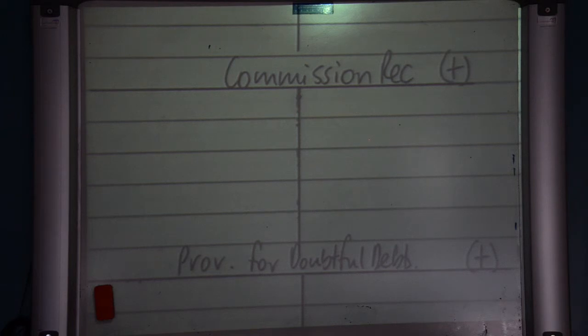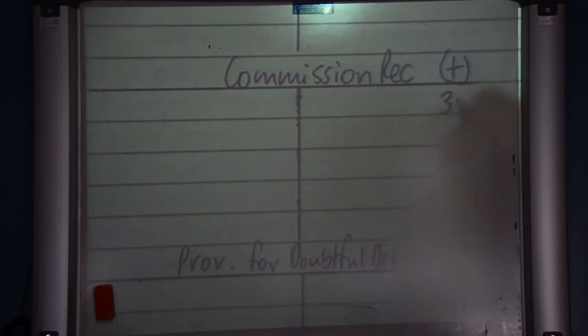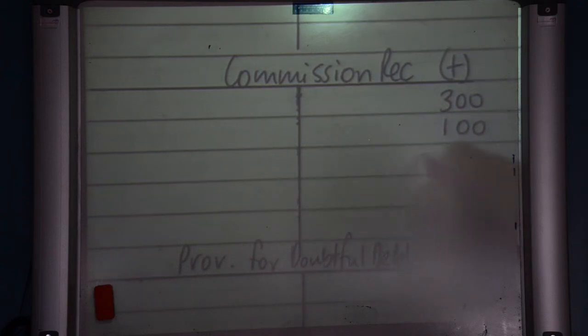Commission received during the year was £300, £100 and £2,800. So I'm going to put those on the right hand side. Did you put them on the right hand side? Well, you should have, because they were the amounts that we received in commission during the year.